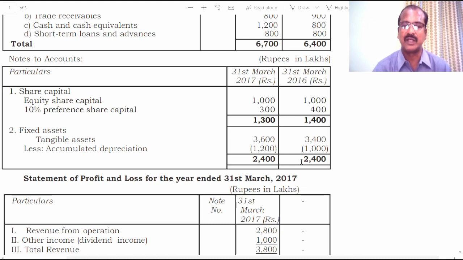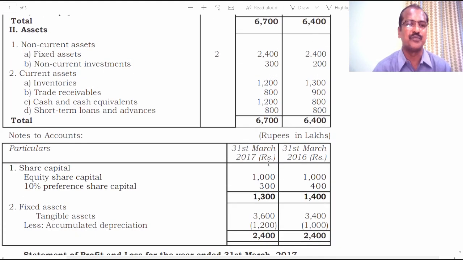Therefore, you are given the cost value of the fixed assets. Opening and closing both are 2,400 lakhs. These are all the details you find according to note number 2 in relation to fixed assets.